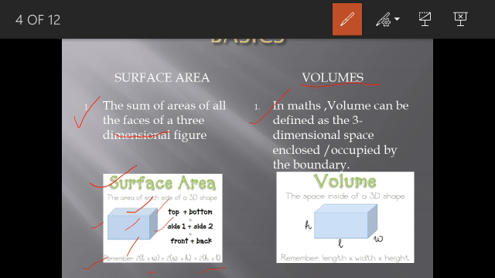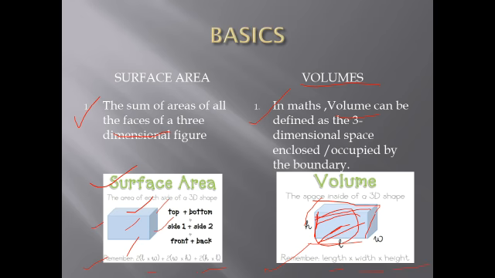Volume. In mathematics, volume can be defined as the three-dimensional space enclosed or occupied by the boundary, like these boundaries, and the area enclosed in it is known as the volume. So the volume of cuboid is length into width into height.